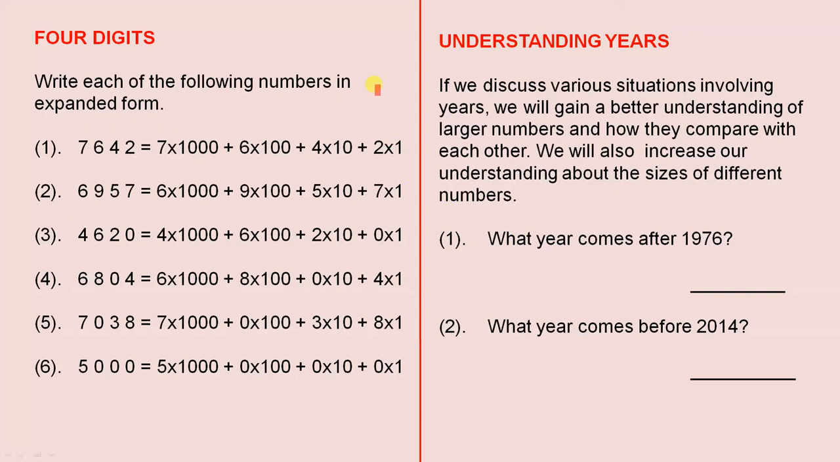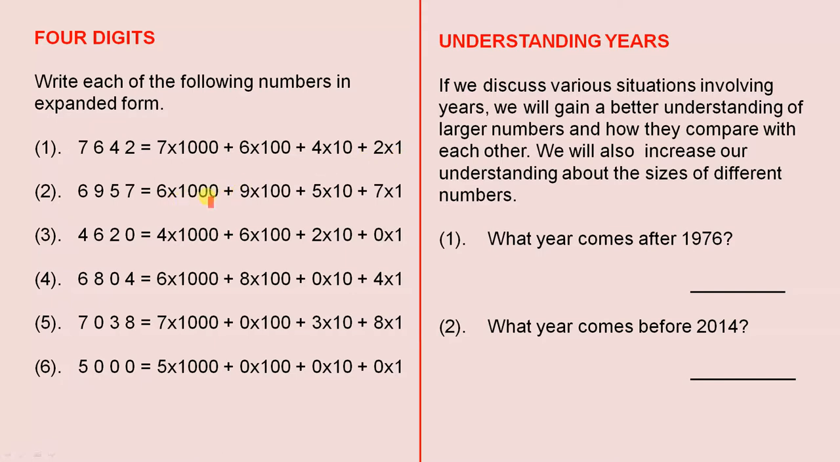Now we can increase this concept up to 4 digits. Let's have a look at some of these ones. The first one is 7,642. That's the ones column, the tens column, the hundreds column, and the thousands column. Therefore, 7,642 is 7,000, 6 hundreds, 40, and 2 ones.